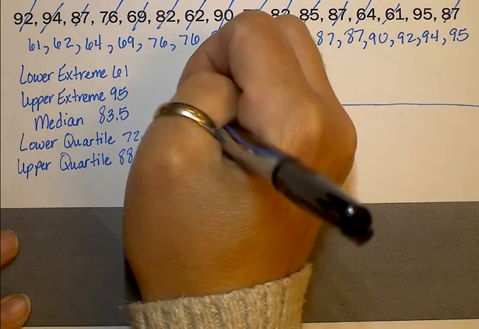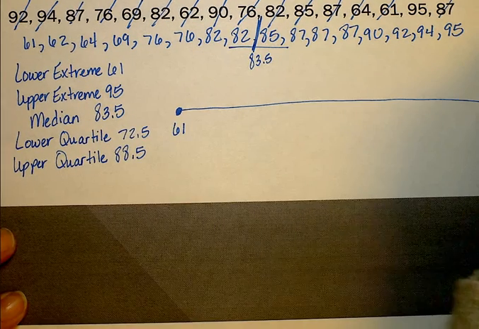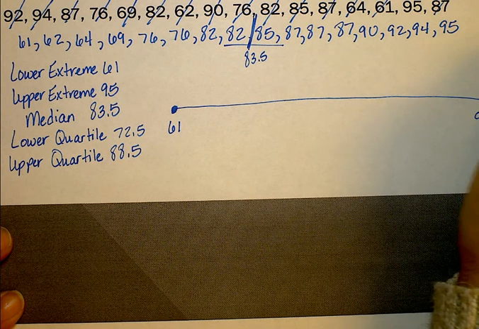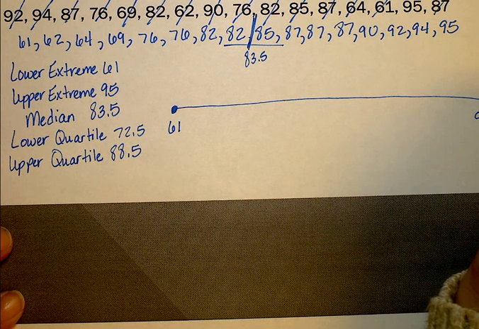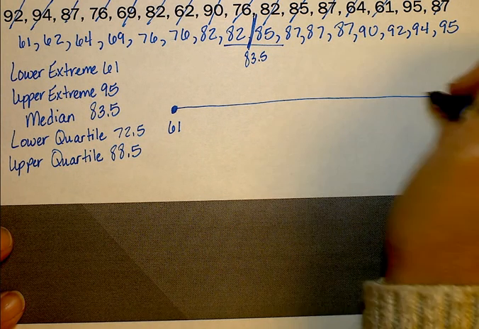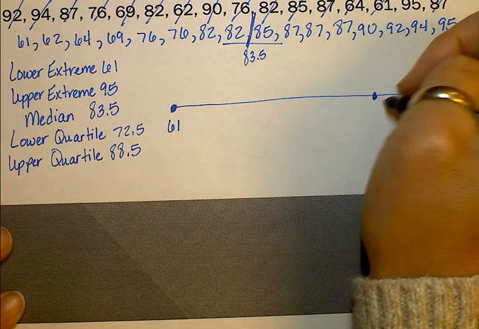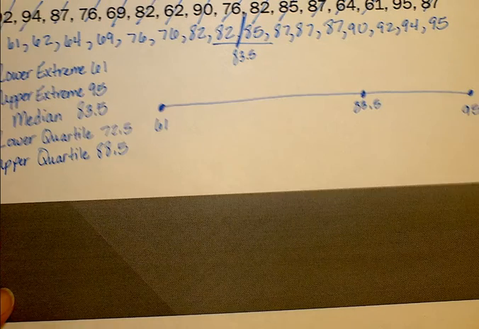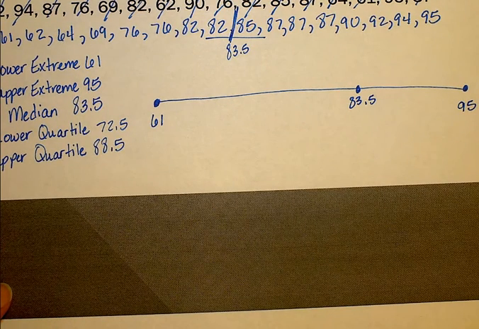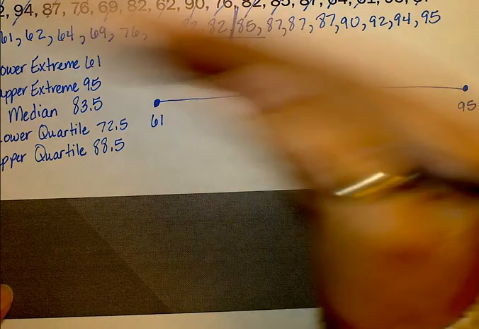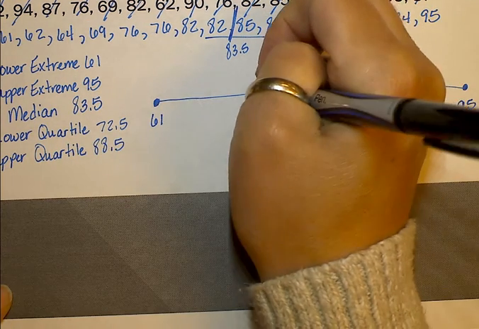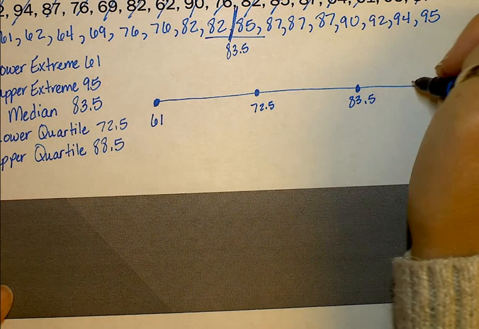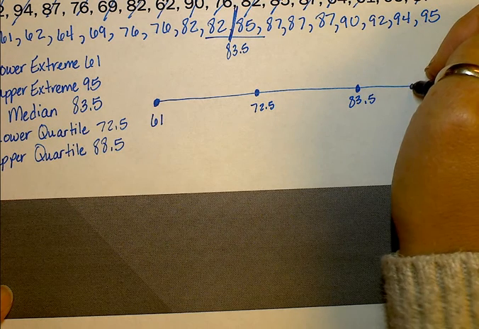61 is your lower extreme. And my upper extreme is 95. In the middle is said to be 83.5, but 83.5 is actually a lot closer to 95 than it is to 61. Again, I just kind of estimated where I was going to drop that point. The lower quartile is 72.5, and I could say that's halfway between these 2 numbers. But then the upper quartile is 88.5, and yeah, that's pretty close to being halfway in between those 2.